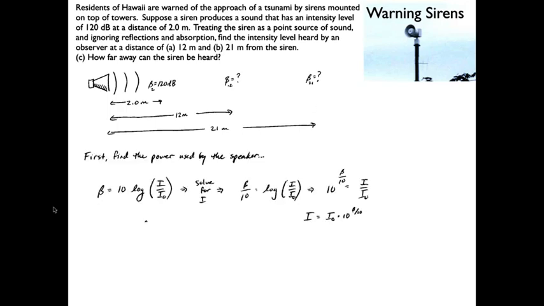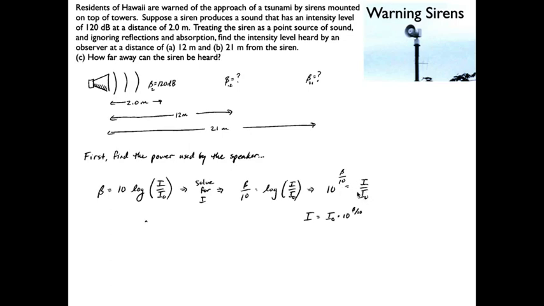First, we're going to find the power transmitted by the speaker, using this intensity level equation. So the intensity level is 10 times the log of the ratio of the intensities. We want to solve for the intensity I. The way I undo this is I'm going to move 10 to the other side of the equation. So beta over 10 is log of I over I0. Then the way you undo a base 10 log is you put it 10 to the power of that. So I'm doing 10 to the power on both sides.